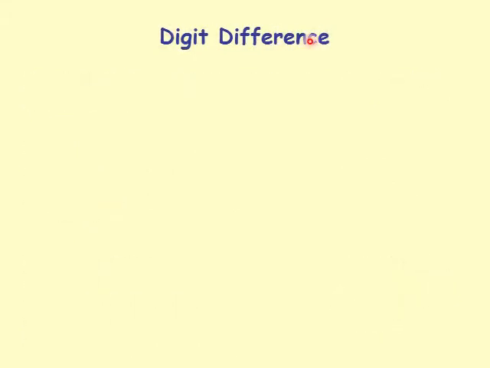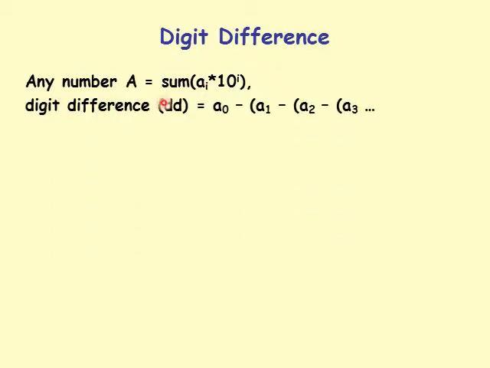Let's look at the digit difference. First, we consider a number. A number is a linear combination of the natural base numbers. The natural base numbers are powers of 10, and a_i is the multiplier for the linear combination. We are looking at integers only. a_i is an integer, and the smallest value of i is 0. Let's continue. I define the digit difference dd as a0, the first coefficient, minus parenthesis the second coefficient a1 minus parenthesis the next higher coefficient a2 minus parenthesis a3.